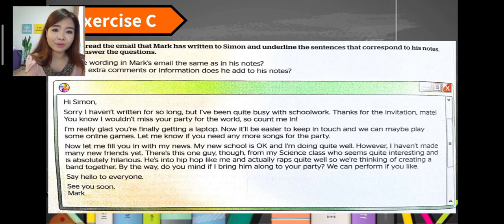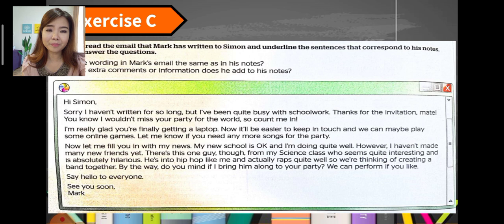Now let me fill you in with my news. My new school is okay and I'm doing quite well. However, I haven't made many new friends yet. There's this one guy though from my science class who seems quite interesting and is absolutely hilarious. He is into hip-hop like me and actually raps quite well, so we are thinking of creating a band together. By the way, do you mind if I bring him along to your party? We can perform if you like. Say hello to everyone. See you soon, Mark.